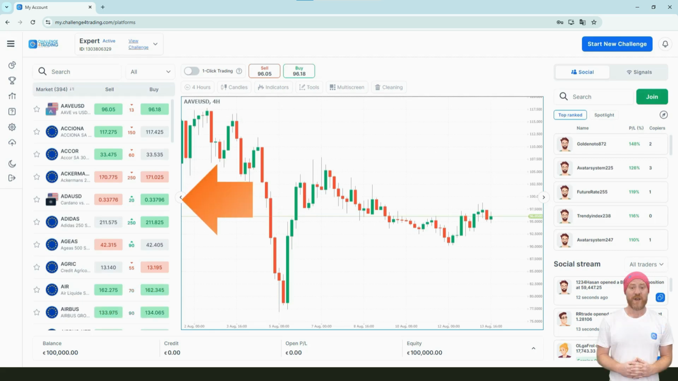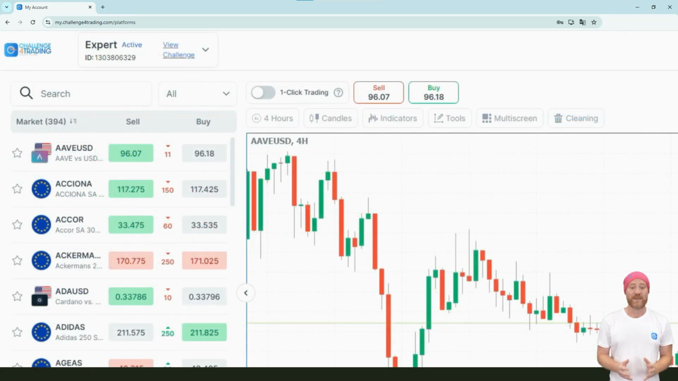The asset list is where you can view all of the available assets on Sirix along with their sell and buy prices. This section is divided into several key areas that we'll now explore in detail.